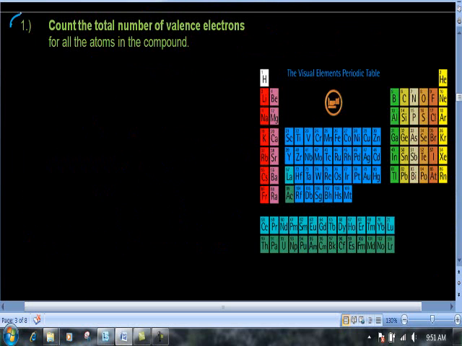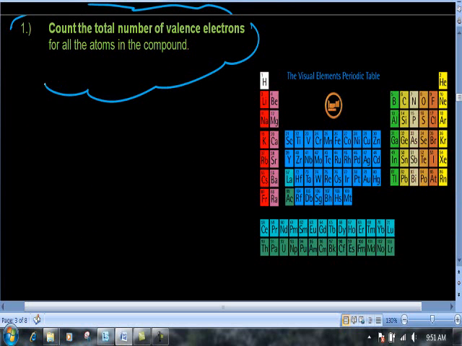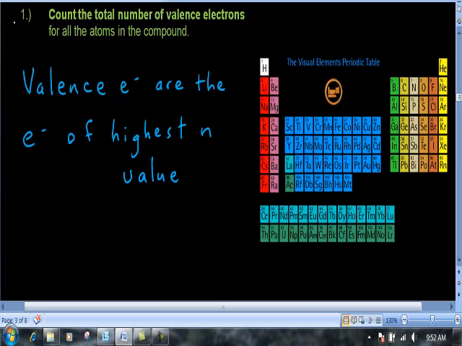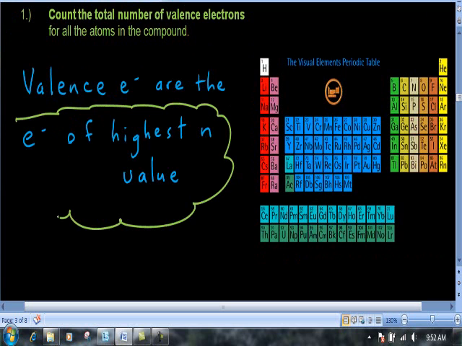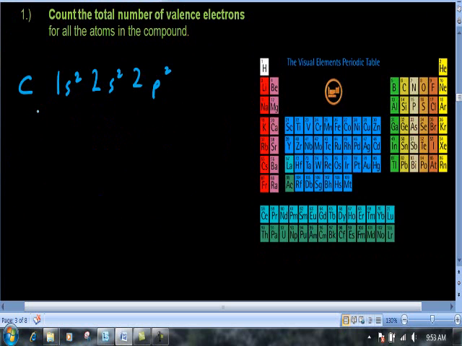The first step in our Lewis structure guidelines is we have to count the valence electrons for all the atoms that are in the particular compound we're working with. When we consider the valence electrons in an atom, valence electrons are the electrons of highest N value in the structure of an atom. For example, in carbon, the highest N value is 2. We have 2 s electrons, also 2 p electrons. Carbon has 4 valence electrons.